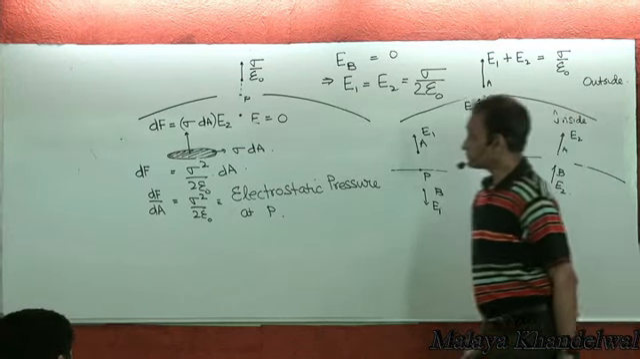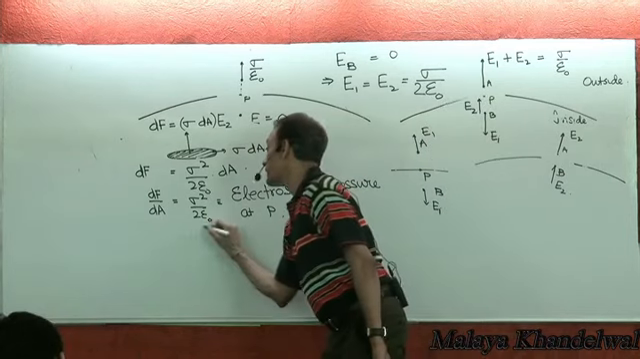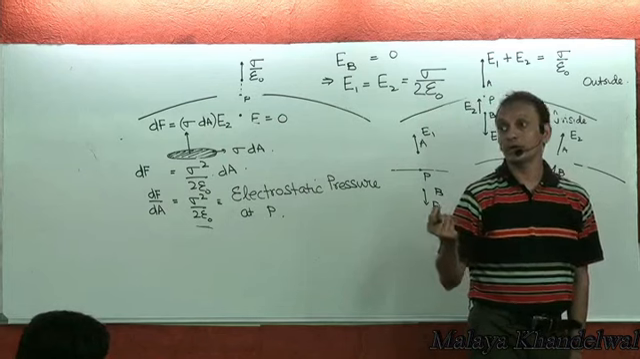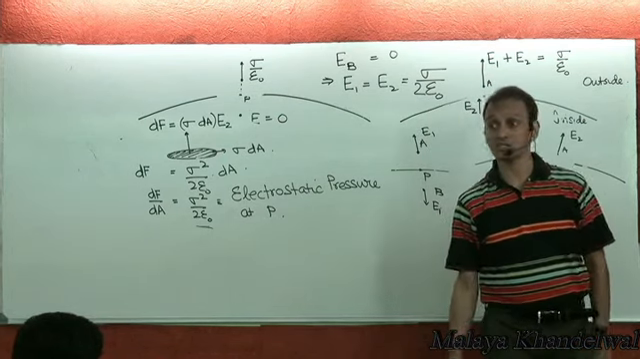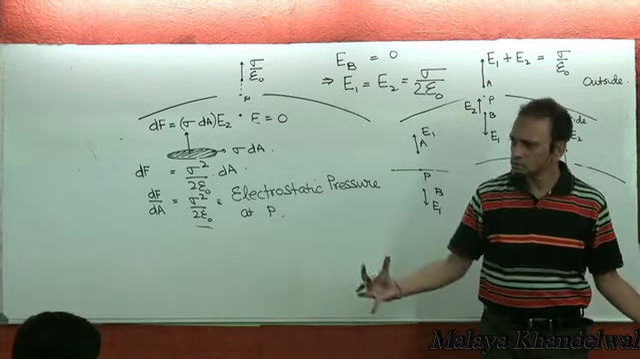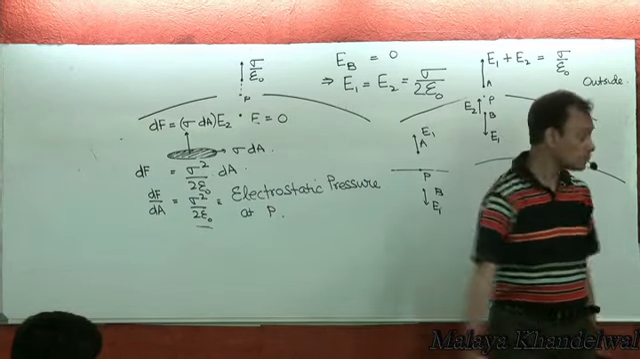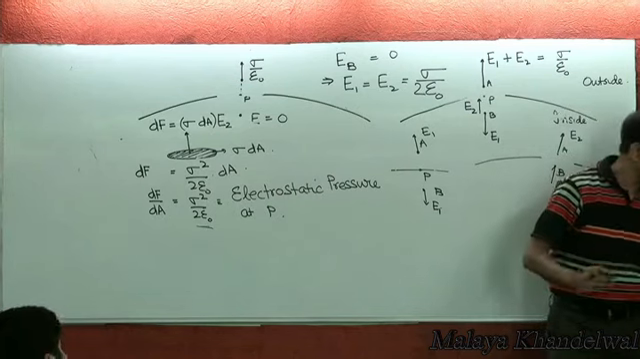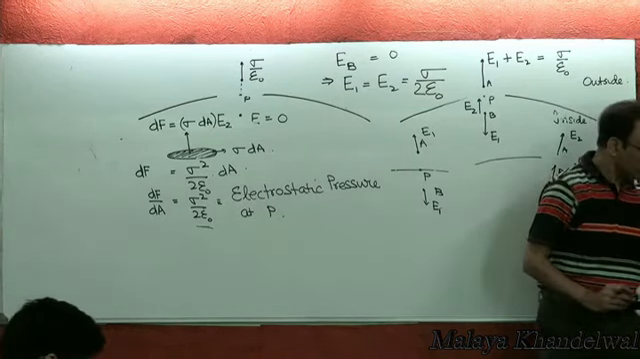Right? This is an important result. Sigma squared by 2 epsilon naught electrostatic pressure at a point where surface charge density is sigma, outward pulling force. Right? Important result, must remember this. And now the next problem is an application of this.